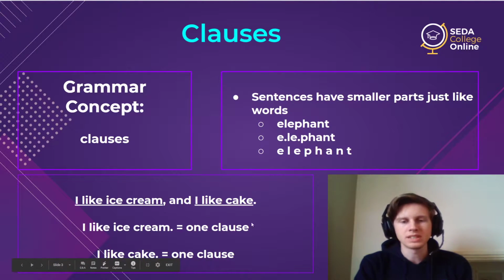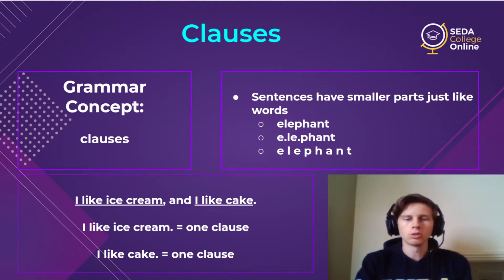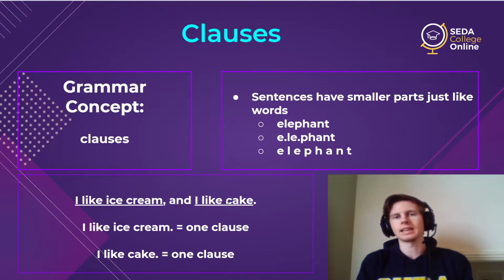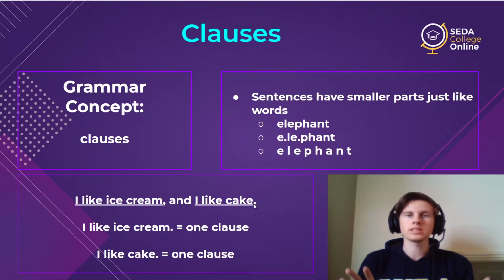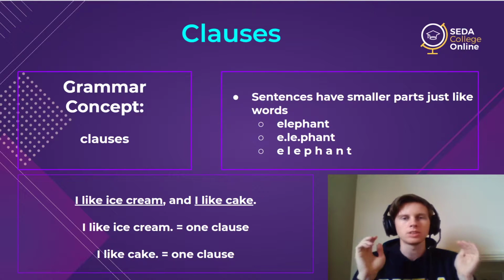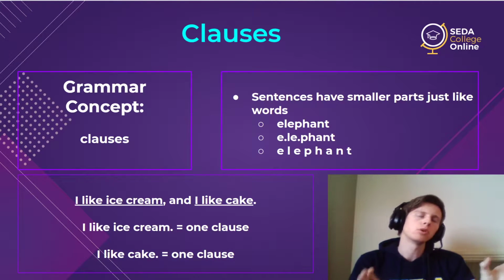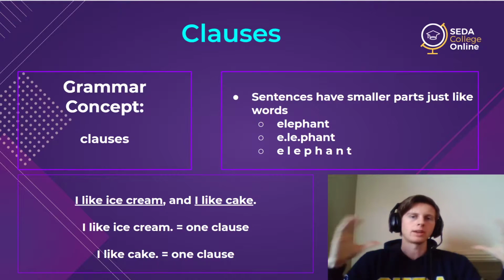Or I can put them together to make bigger sentences. So I can take clauses and put them together and make longer ones, like I like ice cream and I like cake. So that's basically what a clause is. It's just one part of a sentence. One clause equals one sentence, or it can be multiple clauses together to make one sentence.